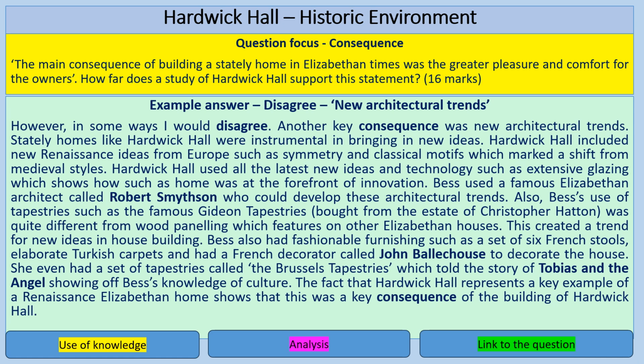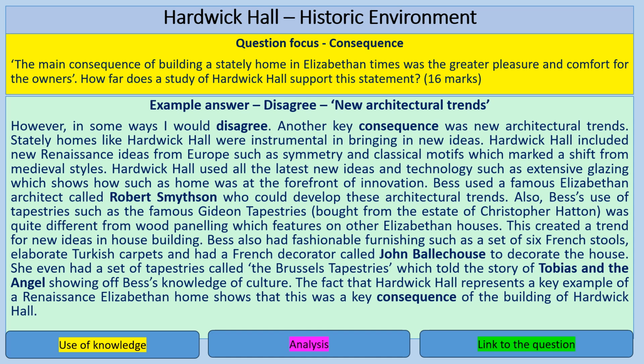Bess also had fashionable furnishing such as a set of 6 French stools, elaborate Turkish carpets, and had a French decorator called John Balakhaus to decorate the house. She even had a set of tapestries called the Brussels tapestries which told the story of Tobias and the angel, showing off Bess's knowledge of culture. The fact that Hardwick Hall represents a key example of a Renaissance Elizabethan home shows that this was a key consequence of the building of Hardwick Hall.